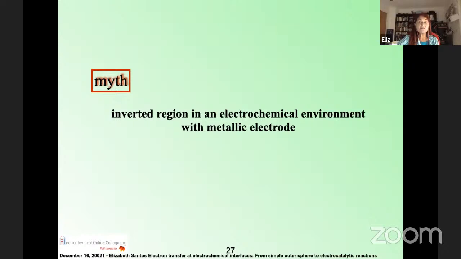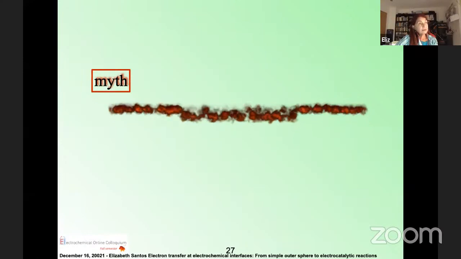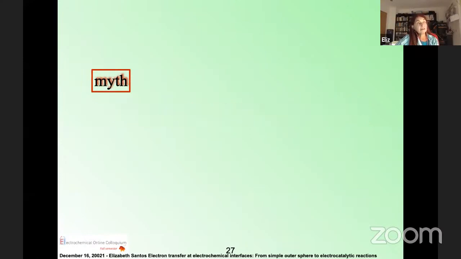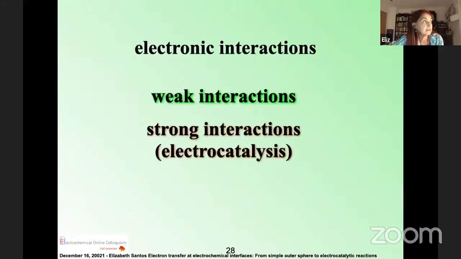You can find in the literature many contributions that say they have found the Marcus inversion region in a metal electrode, but in electrochemical systems with a metallic electrode, it is not possible. That is another thing if we have a semiconductor, because then we don't have electronic levels over the Fermi level, but in the band gap. But for metallic electrodes, this region doesn't exist.